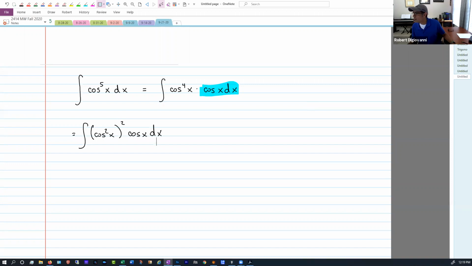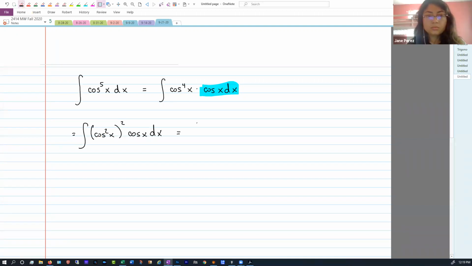Let's see, is Jane around? Jane? Yes. Jane, are you following what I'm saying here? Using the same method from last time? Yes. Okay, so we peel off the cosine. Now we've got a cosine to an even power. We're guaranteed it's going to be even. And then we rewrite the 4th as squared squared. And then what can I rewrite the cosine squared as?